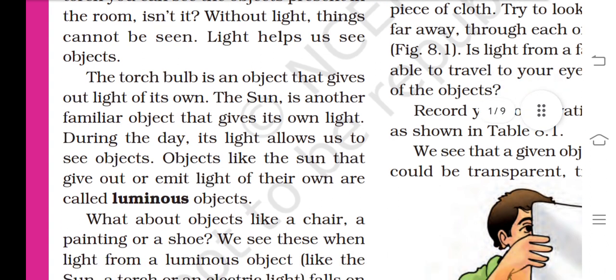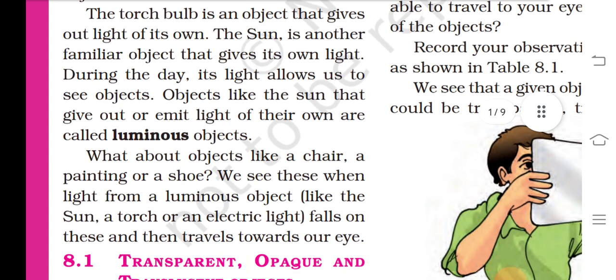The torch bulb is an object that gives out light of its own. The sun is another familiar object that gives its own light. During the day, its light allows us to see objects. Objects like the sun that give out or emit light of their own are called luminous objects.